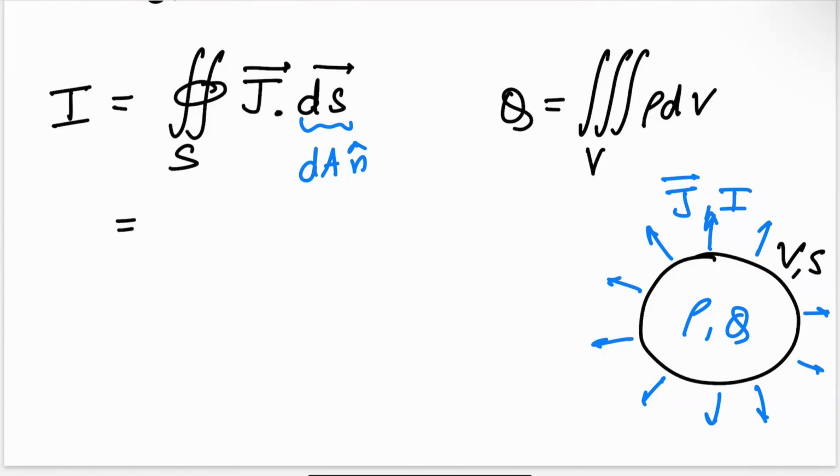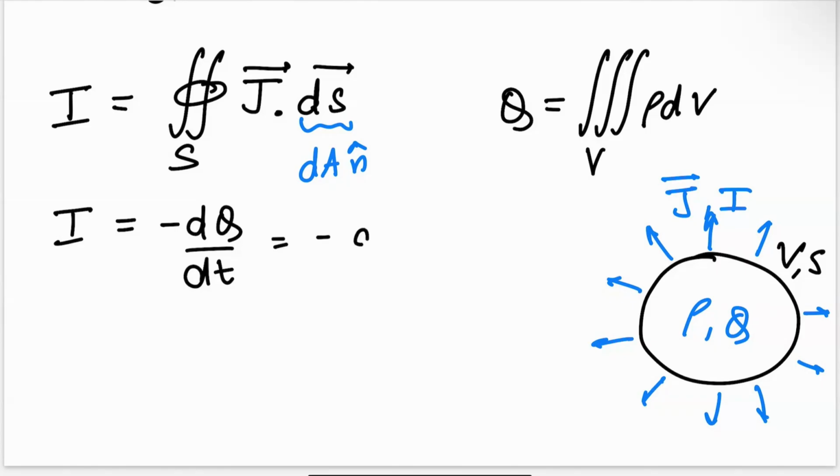But I is also equal to minus dQ over dt. The reason we have a minus sign there is that if Q is increasing, charge has to be flowing in. But we drew the convention here as I going out, so that's why there's a minus sign.